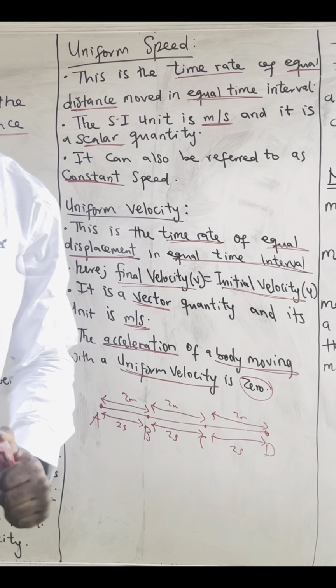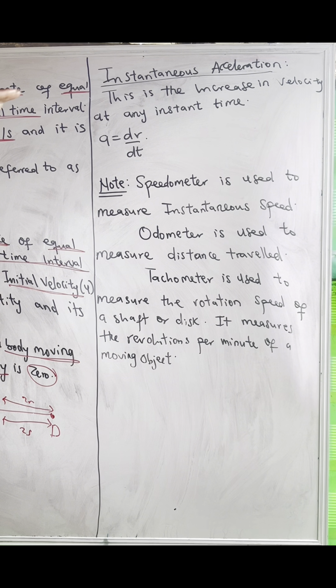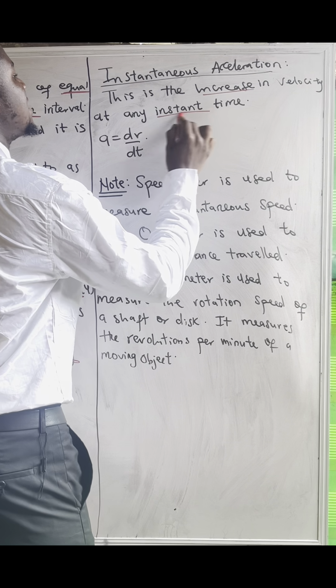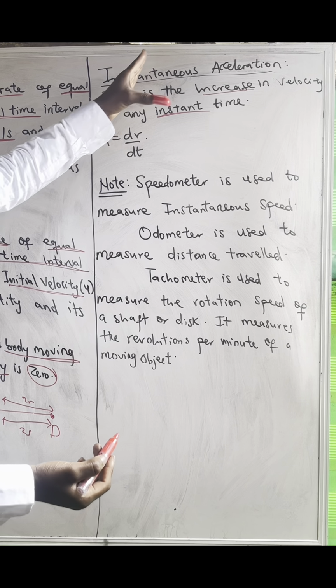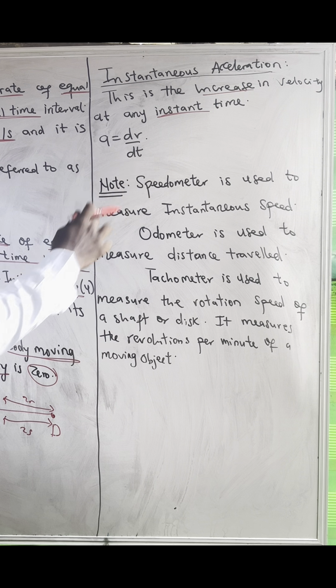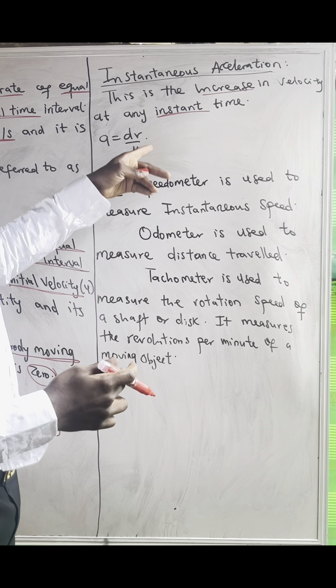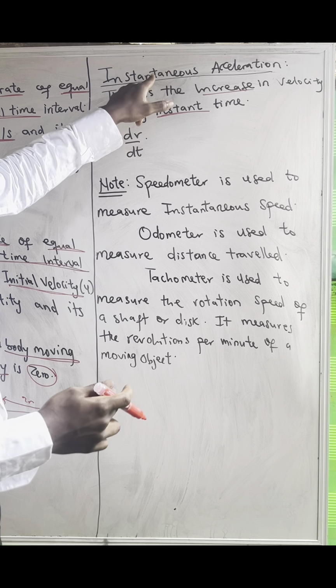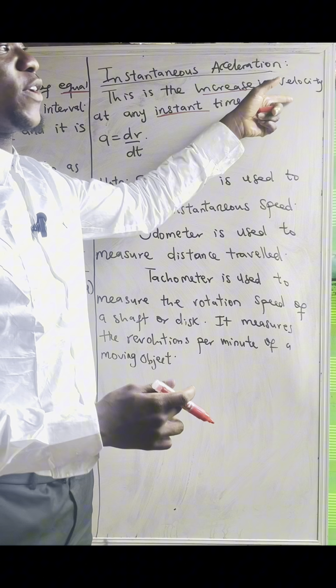Instantaneous acceleration. Okay, guys. So instantaneous acceleration simply means the increase in velocity at any instant in time. So if you want to calculate the instantaneous acceleration, it will be dv over dt. That is to say, you are going to differentiate velocity with time. Do you get that? You are going to differentiate velocity with time because instantaneous acceleration simply means velocity over time.